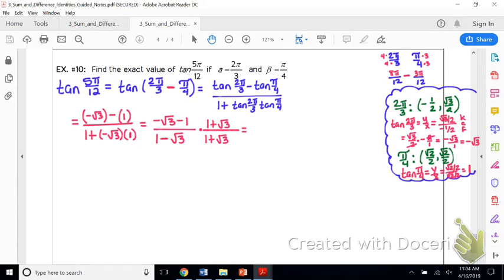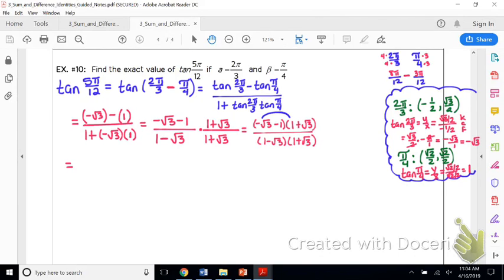All right, so I'm just going to put it together. So I have negative square root of 3 minus 1 times 1 plus the square root of 3 in the numerator, over 1 minus the square root of 3 times 1 plus the square root of 3 for my denominator. We may not like it, but most of us are pretty decent at FOIL, right? Or multiplying. We can't just cancel stuff.